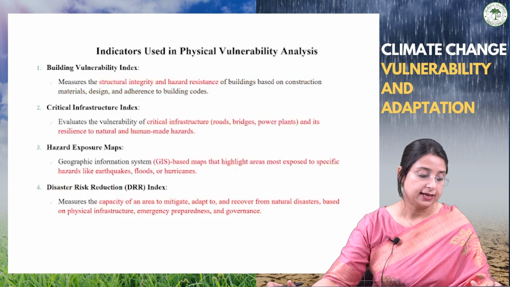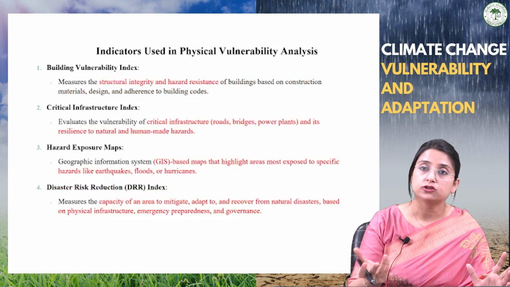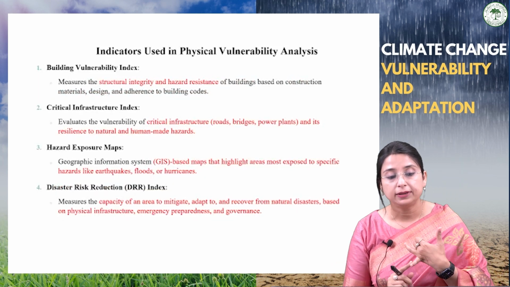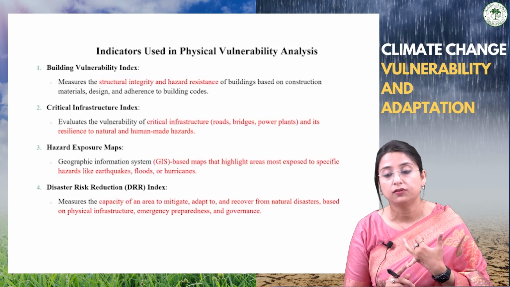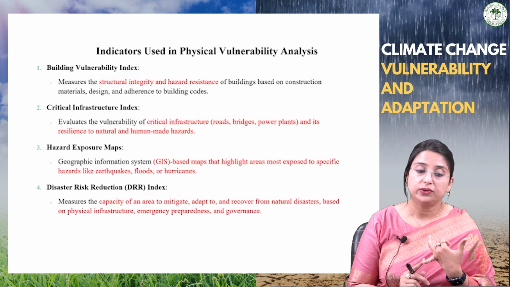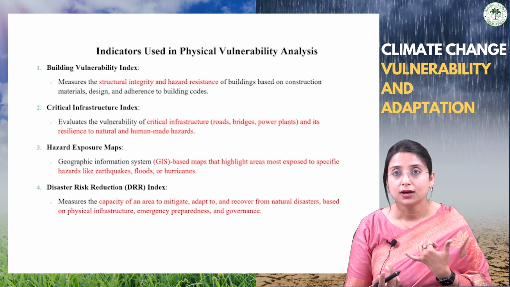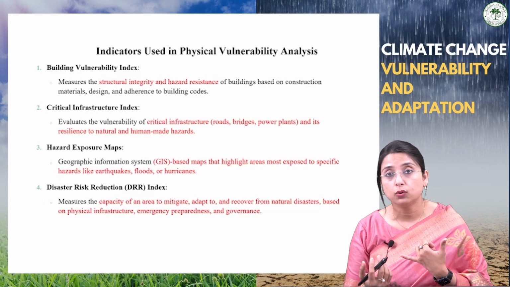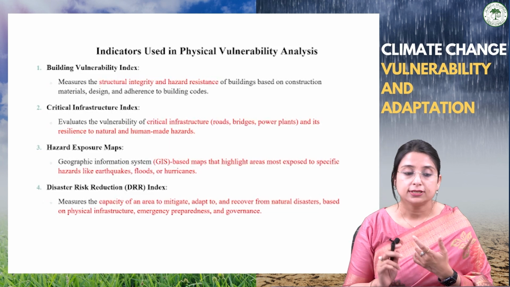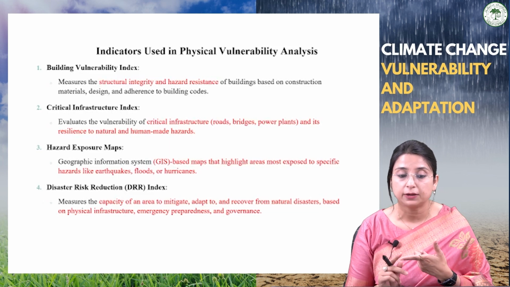So finally, the indicators used in the physical vulnerability analysis. What are the indicators that are used? Firstly, the building vulnerability index, that is the structural integrity and hazard resistance of the building. If we are concerned with the building vulnerability index, it means we are very much concerned with the type of construction material used, what type of design is used, or adherence to the building codes, whether followed or not. So this is one of the important indicators used in physical vulnerability, the building vulnerability index.